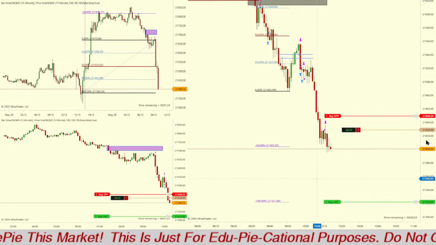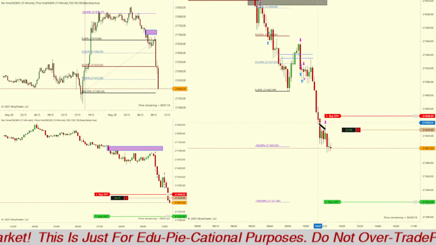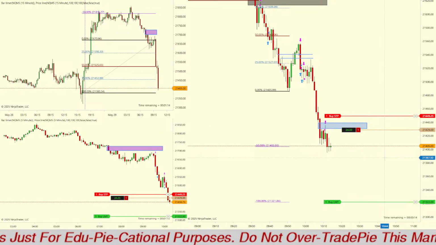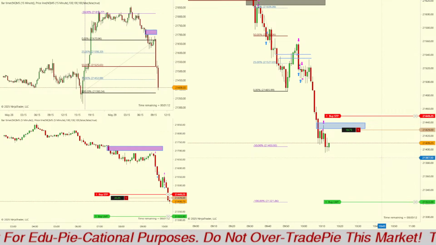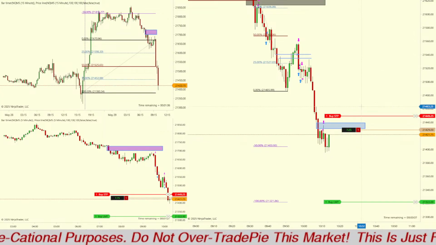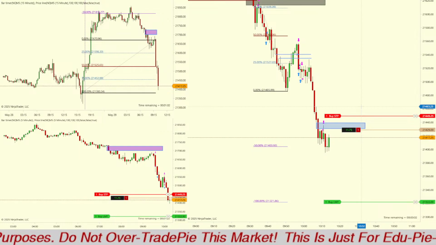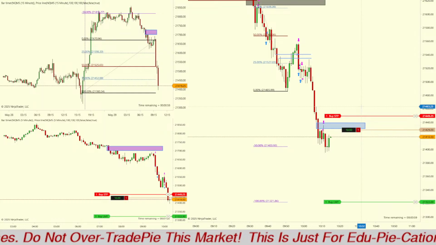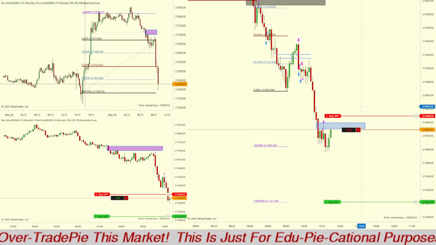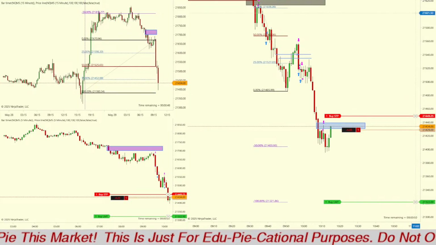I'm highlighting the area for entry over here. It was based on this inefficiency. Once again, trying to tap into that inefficiency.